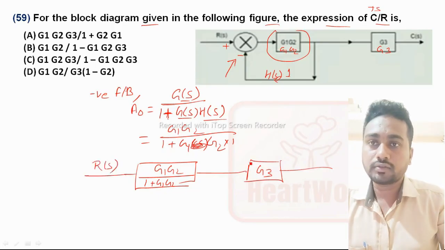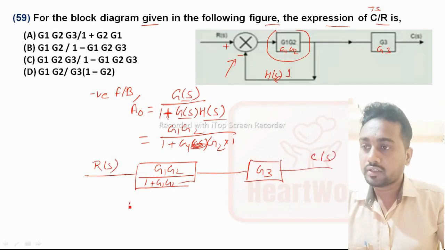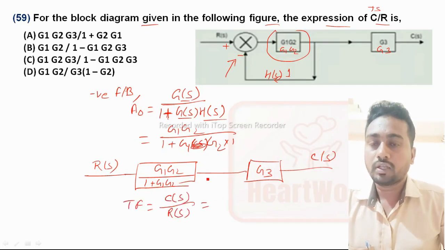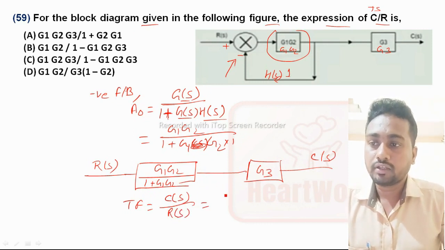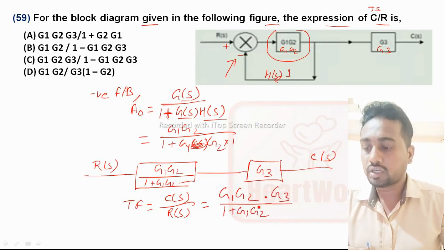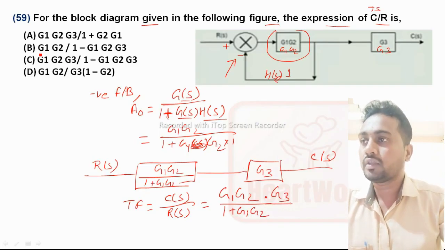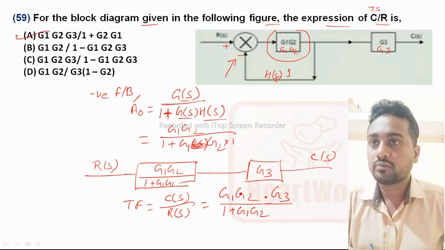This is R of S and this is C of S. Now the transfer function is C of S divided by R of S. As we saw in the previous question, when blocks are in cascade we multiply. So it is G1 G2 divided by 1 plus G1 G2, times G3. This is our answer. Option A is the right answer. Like this we do block diagram reduction.